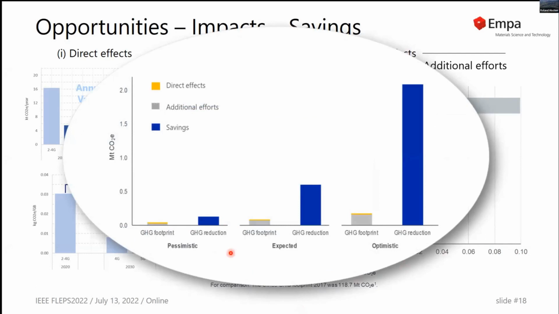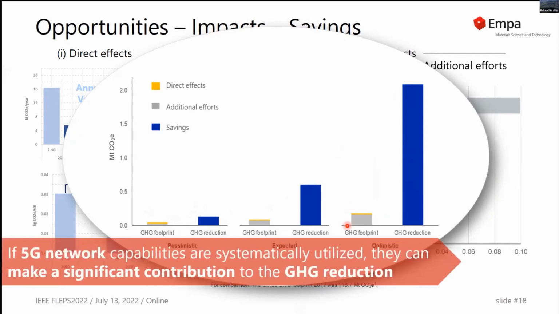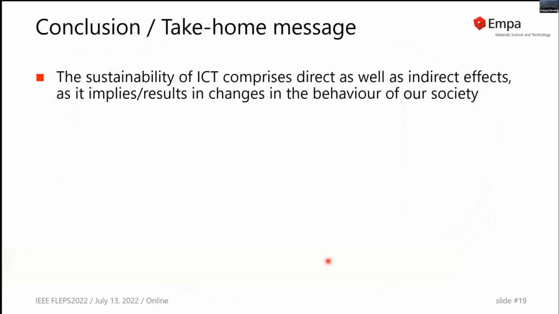So if I sum this up, on the one hand, the impacts that I'm causing, the yellow part, are the direct effects from the 5G network, and the additional devices I need in order to make use of it. And here I have the reduction potential due to changes in my behavior. And we see that the blue bars are each time much higher. So overall, 5G allows us to reduce significantly the greenhouse gas emissions if we make the right use of it.